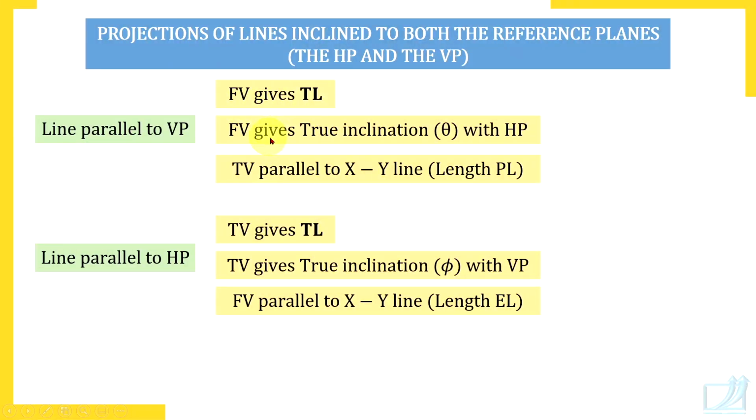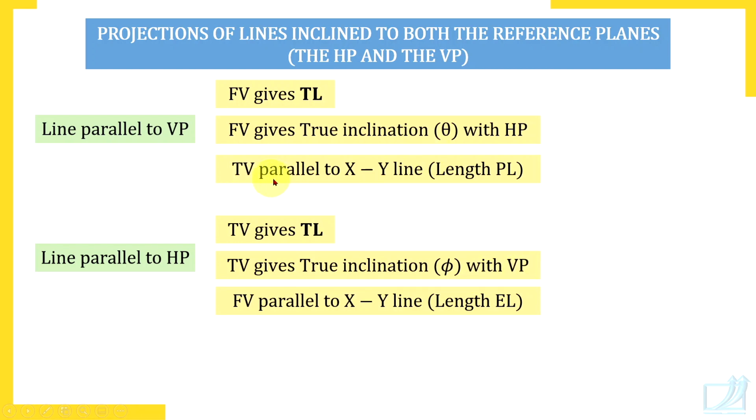Front view gives true length and true inclination with HP. It is very important to remember that only a true length view gives true inclination. Check here, top view gives true length and true inclination. Only true length gives true inclination. Also remember here, theta is the standard notation for true inclination of a line with HP, and phi is the standard notation for true inclination of a line with VP.